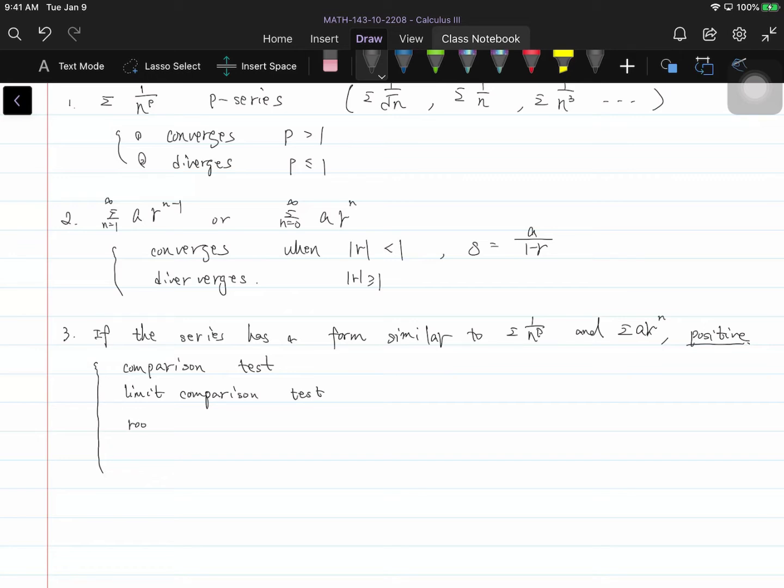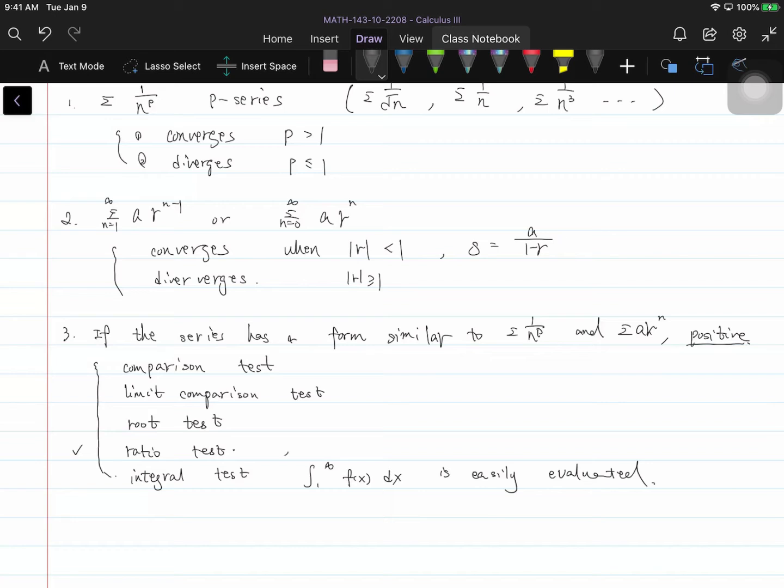Also, we have the root test, the ratio test, and also the integral test. The integral test sometimes is not easy to evaluate, but when the integral is easily evaluated, we can use the integral test. Between all those tests, I like the ratio test the best. Sometimes if they all work for the same series, maybe the ratio test is best.